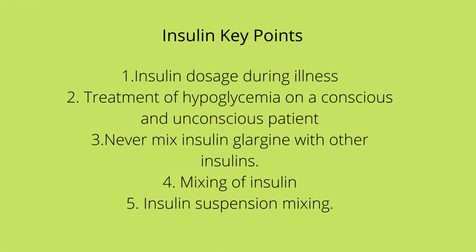For a fully conscious patient with hypoglycemia, you can give them 15 grams of readily absorbable glucose, which could be 4 ounces of orange juice or an 8-ounce glass of milk. For a patient who's not fully conscious and is having a hypoglycemic event, and is not able to swallow safely, safely being the key word, we administer IM glucagon.